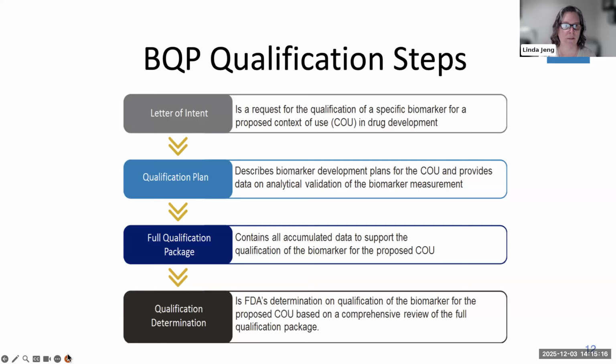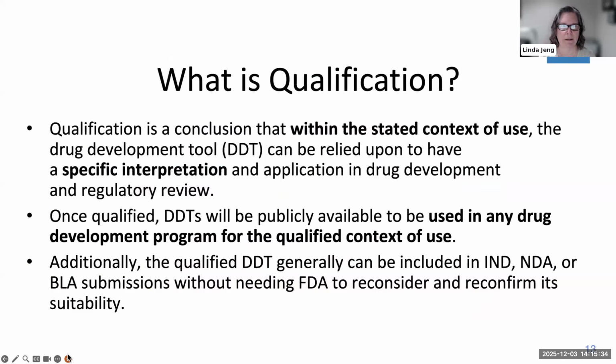And then there's a qualification determination, where the FDA will determine whether the biomarker is approved for that use. As I said, that involves a full review, and the biomarker would then be applicable across applications within the context of use. Next step, please. So what does the qualification mean?